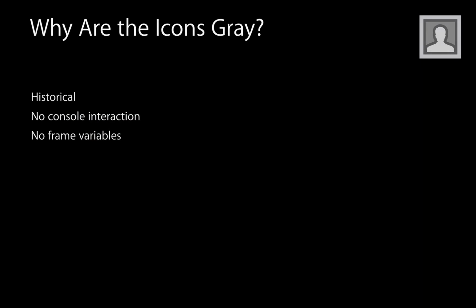So why are the icons gray? Well, a recorded stack frame's icon is gray because it is a visual cue to let you know that it's historical. And because it doesn't exist in memory anymore, you cannot interact with it in the console. You cannot run expressions like po. And Xcode will not show you its frame variables because recording the frame variables would cause your application to bloat up in memory, possibly causing it to be jettisoned on the device.